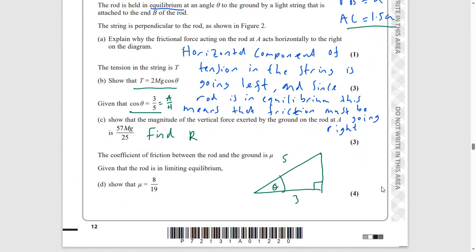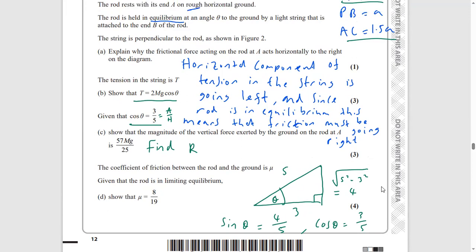So what's our opposite side going to be? This is just going to be the square root of 5 squared take away 3 squared using Pythagoras. And if you work that out, you should get 4. So we know that sine theta must be 4 opposite over hypotenuse, so 4/5. So we know that sine theta is 4/5, and we know that cos theta is 3/5 because the question tells us so.